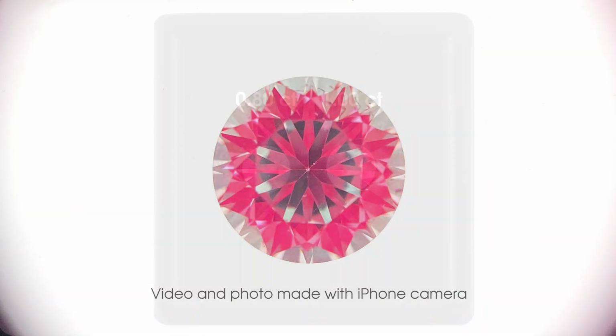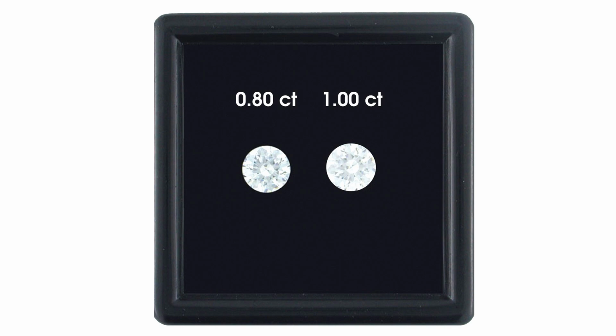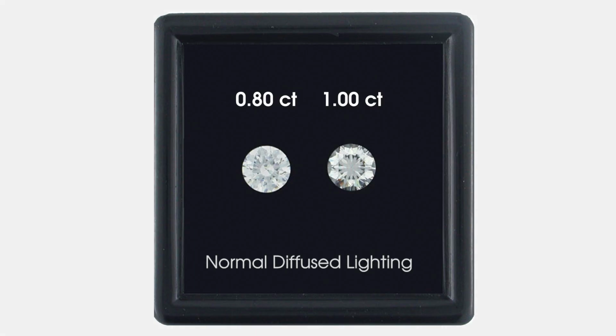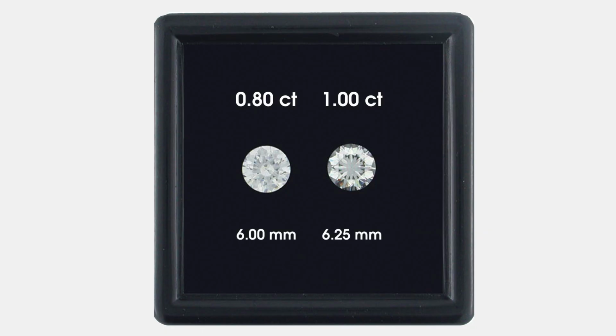In a jewelry store under spotlights, they both seem big and bright. But now, let's see them in normal lighting. Here, the differences ideal scope reveals become apparent. The 1-carat stone loses brightness at the edges and now appears visually smaller than the 80-pointer, even though it's physically larger.